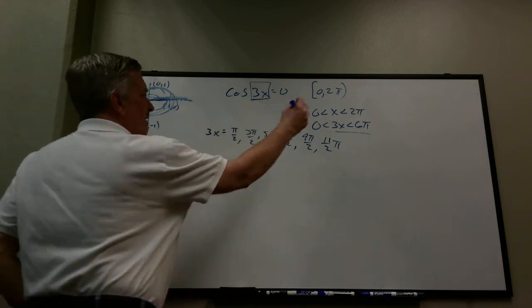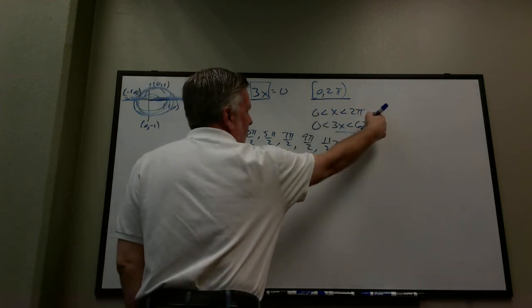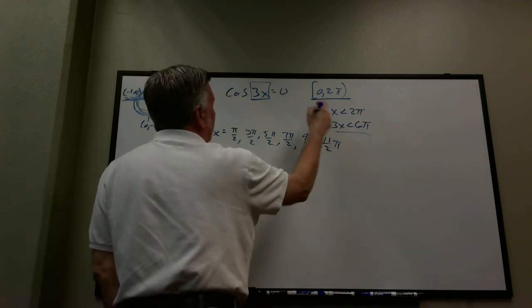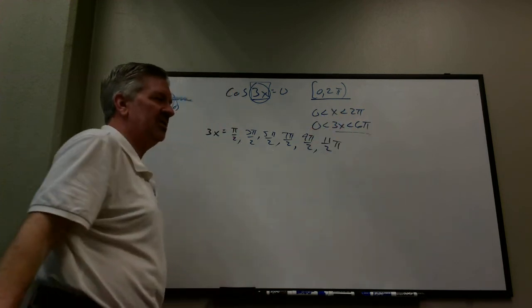So again, what's my assumption? x has to be between 0 and 2 pi. If you multiply all the way through by 3 in this inequality, you get that for this to be true, 3x has to be between 0 and 6 pi.